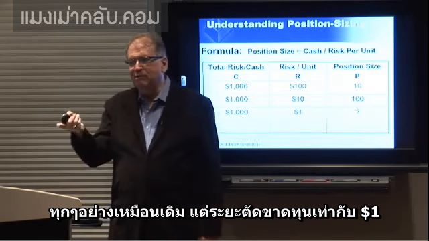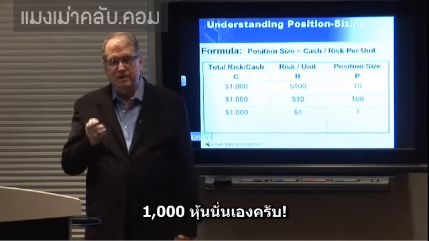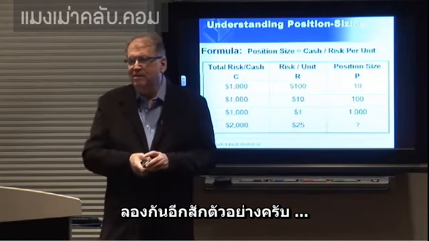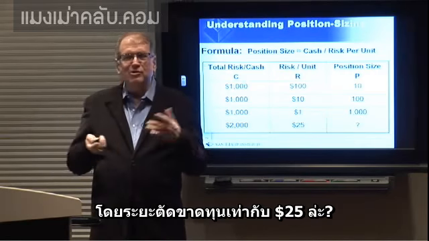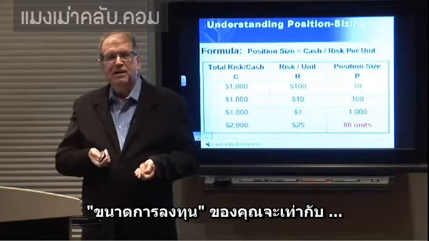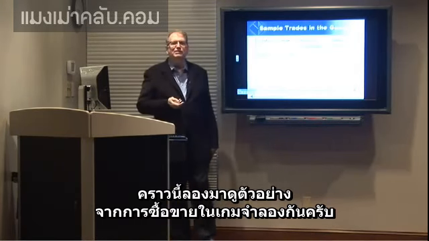Same total risk, but unit risk is 1. Your position size now is 1,000. In a more normal one, your total risk is 2,000, your unit risk is $25, and your position size is 80 units. So let's look at some sample trades in a game.